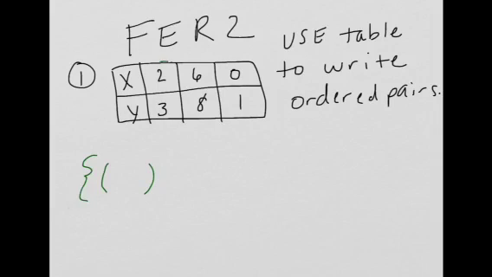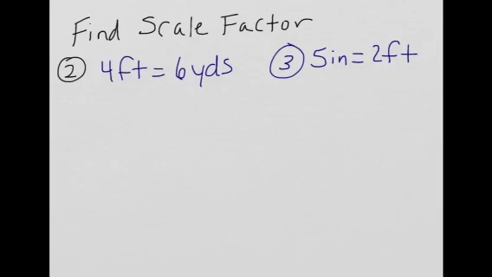Our first ordered pair is going to be (2, 3). The x comes first and then the y. (6, 8). The x comes first and then the y. (0, 1). The x comes first and then the y.